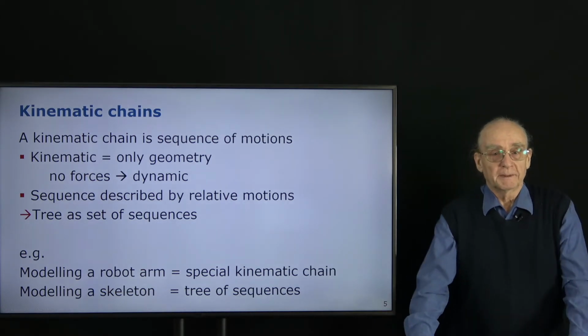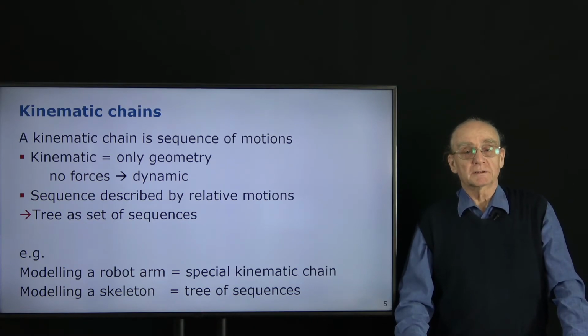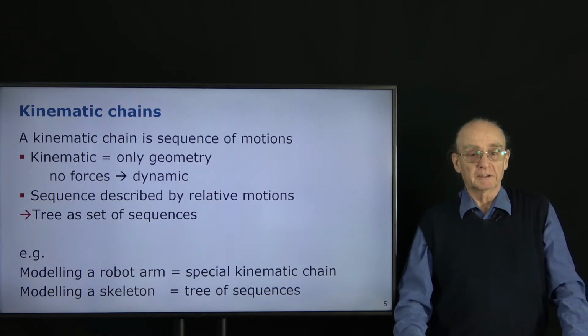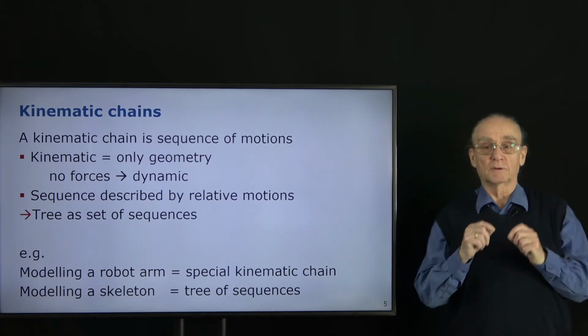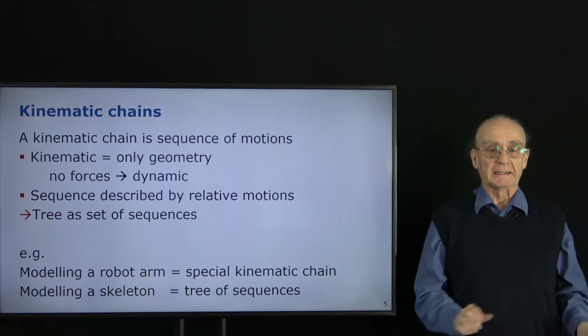So what are kinematic chains? These are chains of motions in a sequence. They are called kinematic because we only refer to the geometry, not to the dynamics. That means not the forces which are taking place there. And the sequence is described by relative motions, so only between them. So there is no external reference except for instance at the beginning.